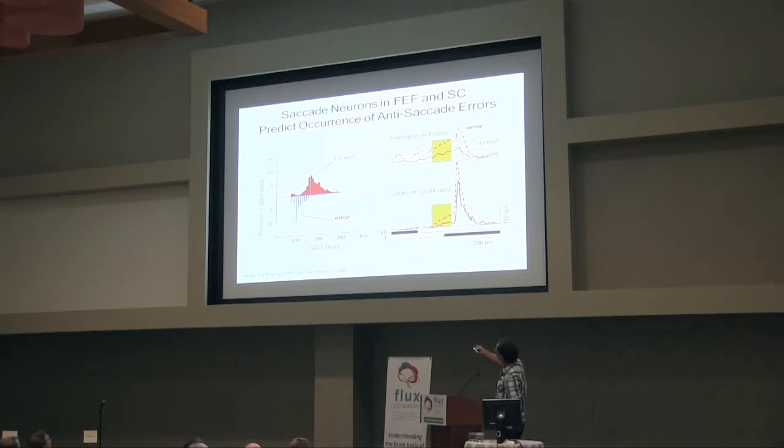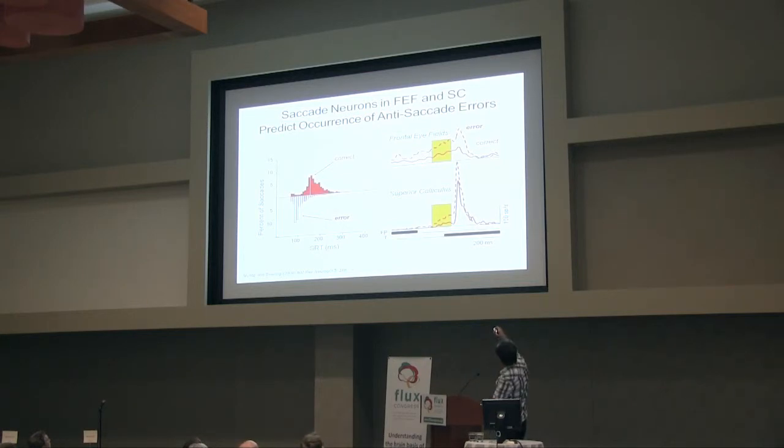So this is a monkey now. The correct anti-saccades are the histogram filled here. You know, typically about 200 milliseconds for correct anti-saccades. Here are the reaction times of the errors where they go towards the stimulus. You'll notice most of those here at 100 milliseconds, they are these express saccades, these reflexive movements.